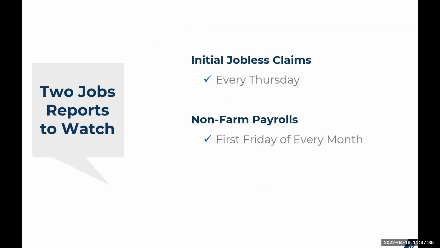And the 2 jobs reports that we're watching: every single Thursday, we get the initial jobless claims, and then the non-farm payroll. So you might start seeing a trend where mortgage interest rates change after a report comes out. And it's because, did that report come in favor or not in favor of interest rates and the market investors?